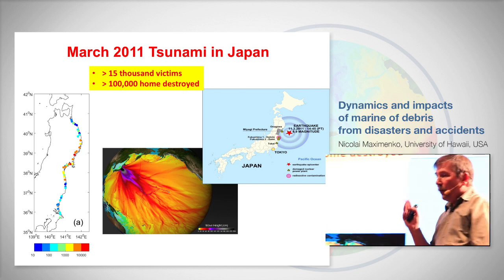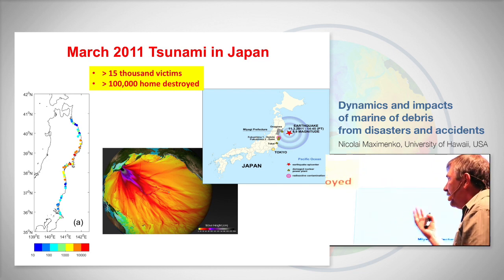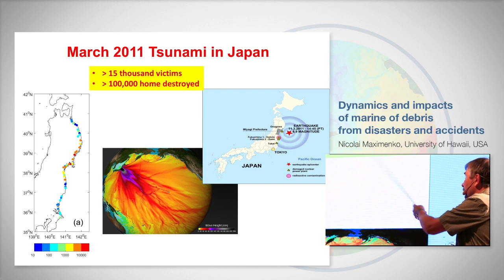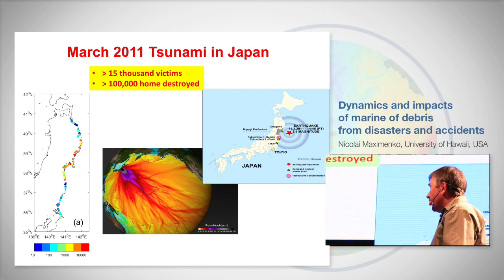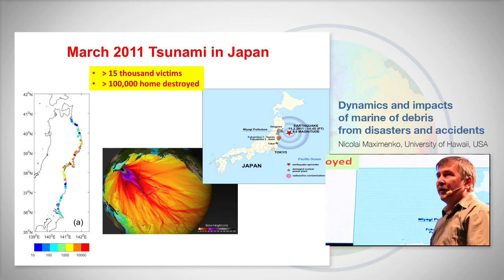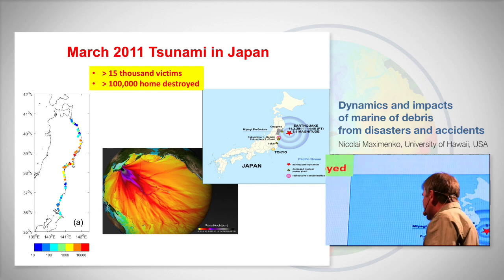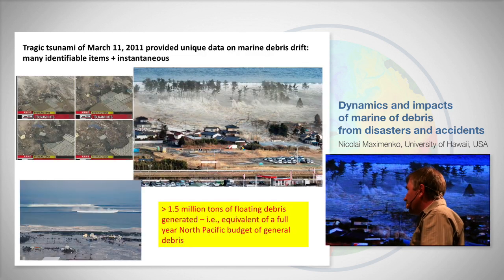These tsunami waves actually had a major effect on the lives of people in eastern Japan. It caused more than 15,000 casualties and destroyed more than 100,000 houses. The tsunami wave then propagated across the North Pacific.